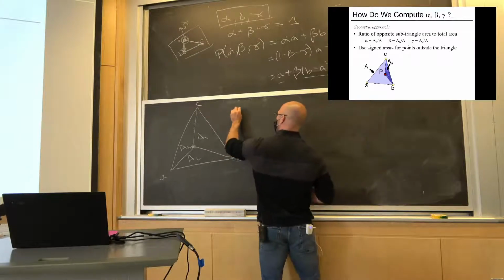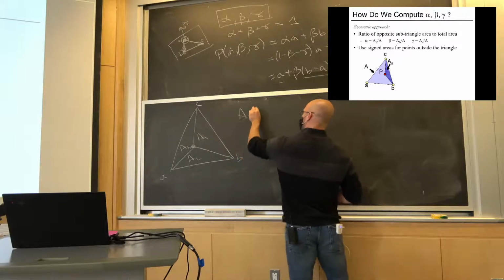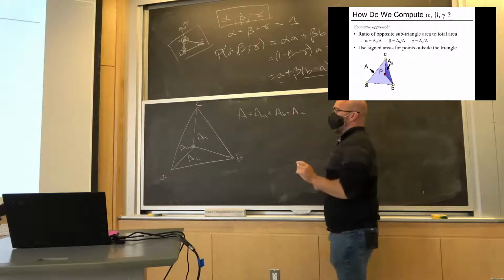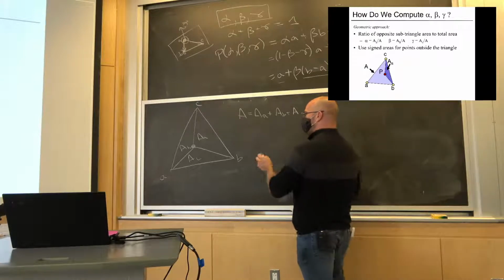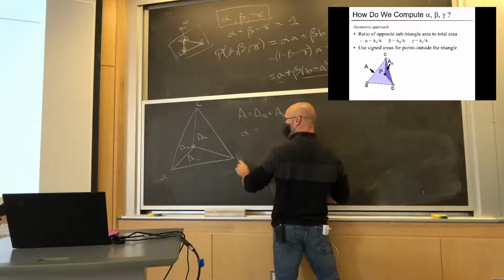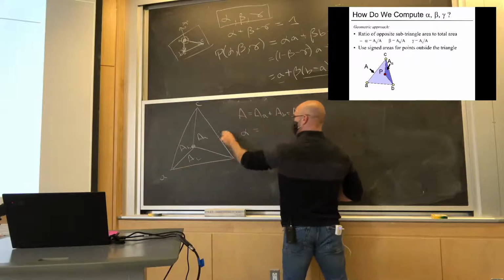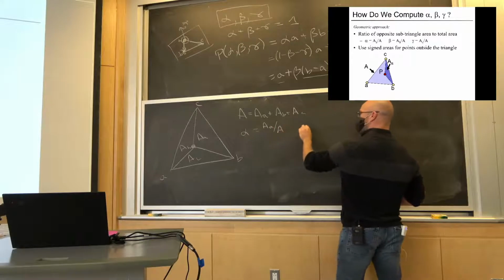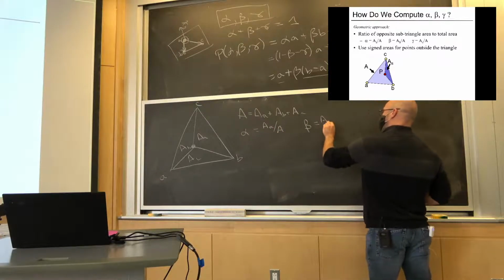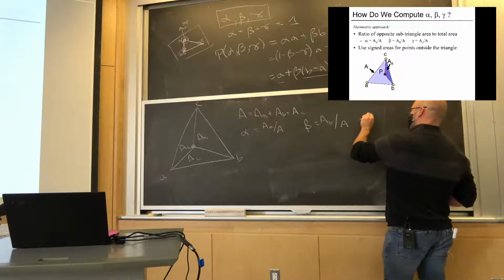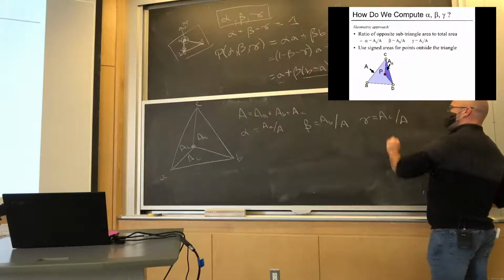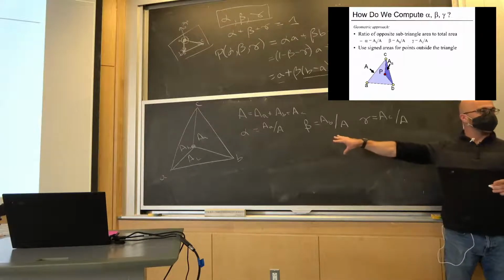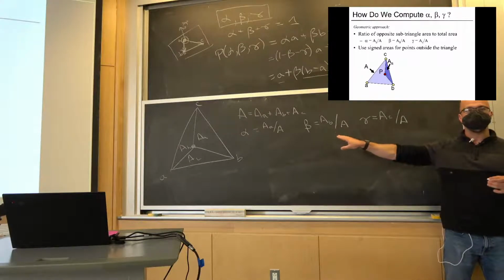So if we call the area of the entire triangle the sum of these things, then I can get the barycentric coordinates by looking at ratios. For instance, alpha, which is the barycentric coordinate of A, is going to be A sub a over the total area. Beta is A sub B over the area, and gamma is A sub C over the area of the triangle. This is one of those formulas you should look at and sanity check with the diagram and make sure it makes sense to you.